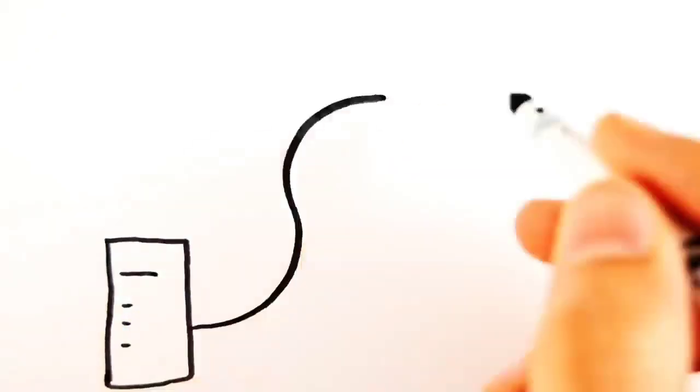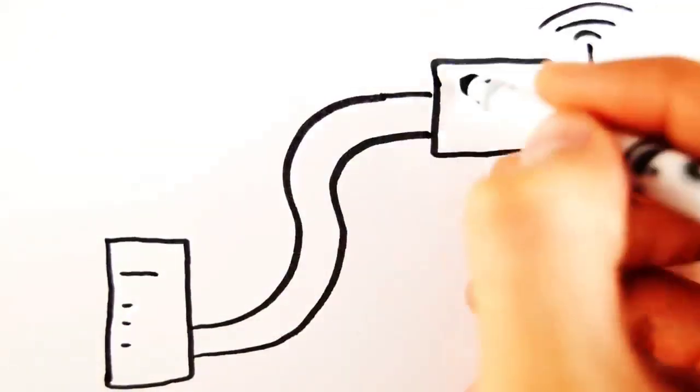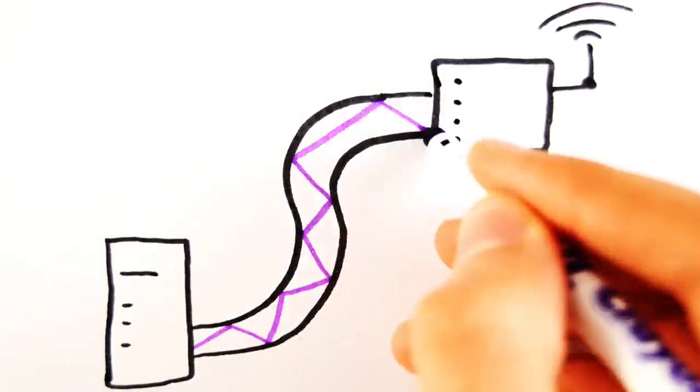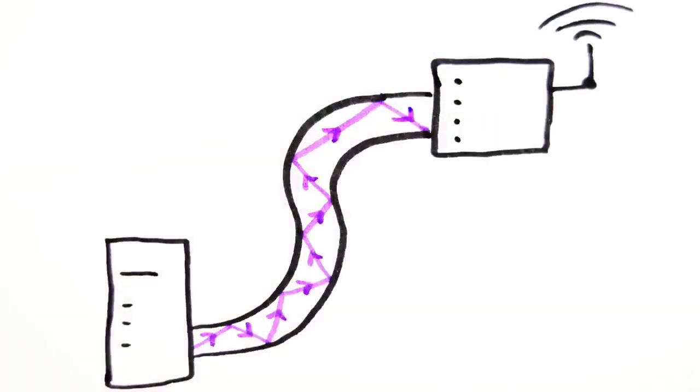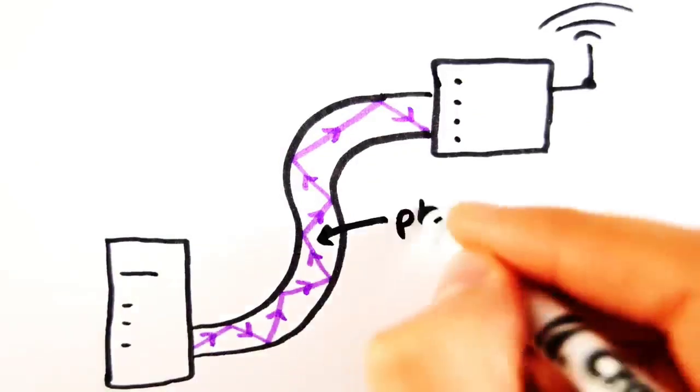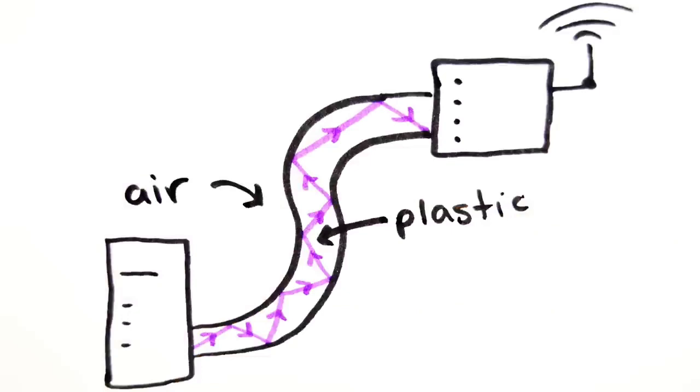information using visible light and something called total internal reflection. It works by bouncing waves off the sides of a thin piece of plastic or glass until it emerges at the end. Total internal reflection can only happen when the light is travelling from a denser substance, like plastic, to a less dense one like air.